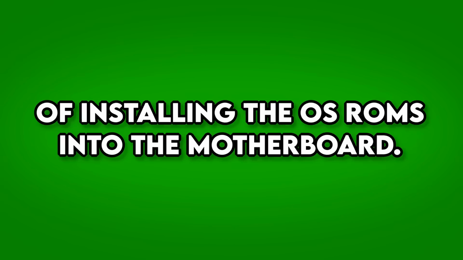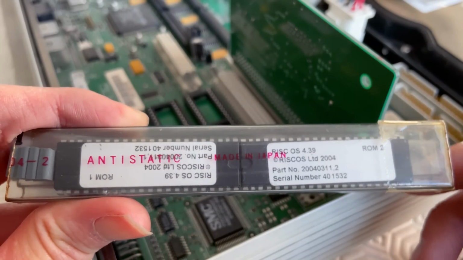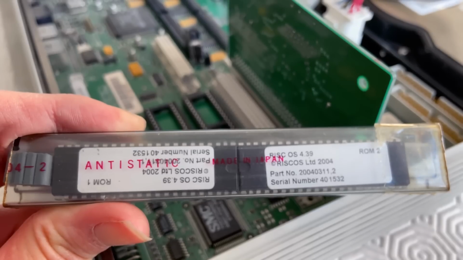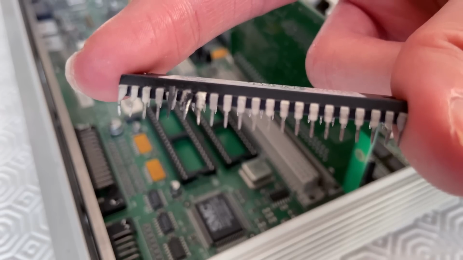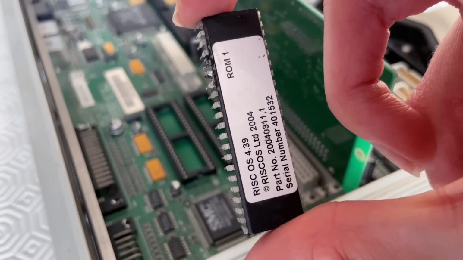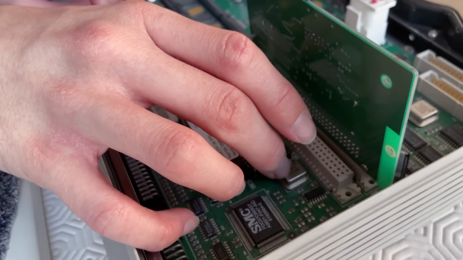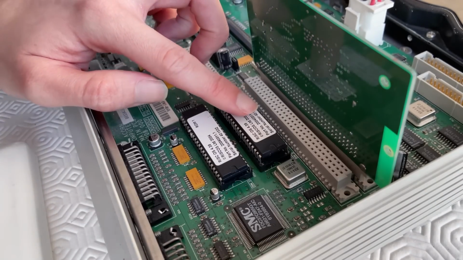So now we're at the point of installing the OS ROMs into the motherboard. For me, the choice was obvious and went with these RiscOS 4.39 ROMs. Fun fact, these are the sole surviving components from my childhood RiscPC. However, the years weren't kind to them, and two of the pins and one ROM was missing, which was repaired by my dad. Installing them was admittedly very stressful, as we tried to line up the ROMs to their respective slots before pushing them into place.